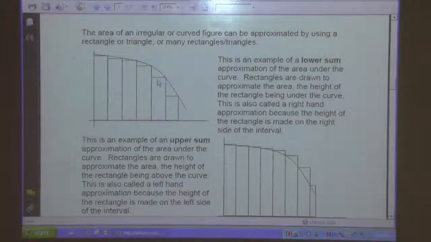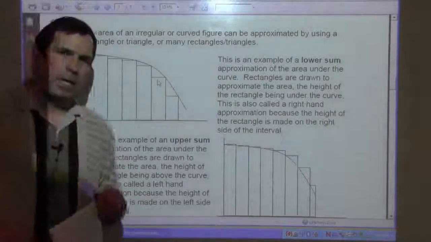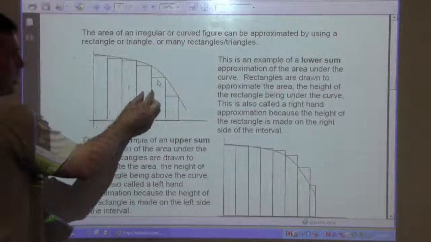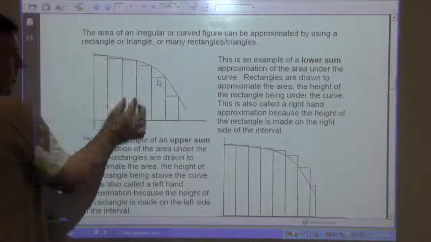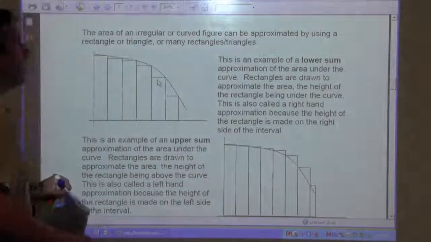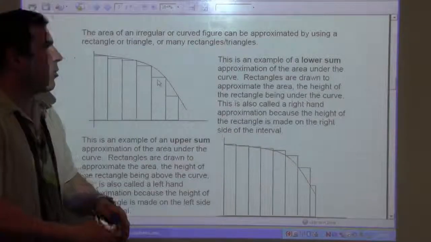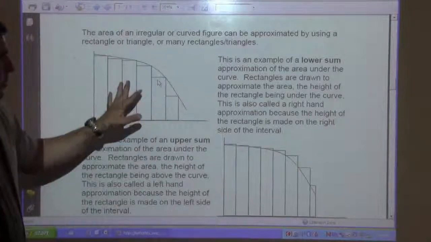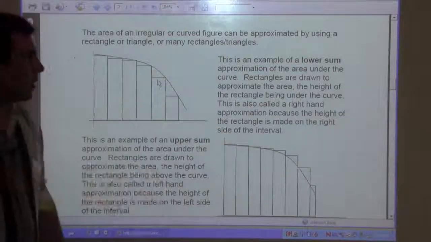Now here's what we're going to be doing with calculus. We can approximate, we talked about this the very first day in this class, we can approximate the area under the curve by looking at rectangles. The rectangle that goes up that. And we can do more and more of these. So the area of an irregular curve or curved figure can be approximated by using a rectangle or triangle. We typically use rectangles, or many rectangles and triangles.